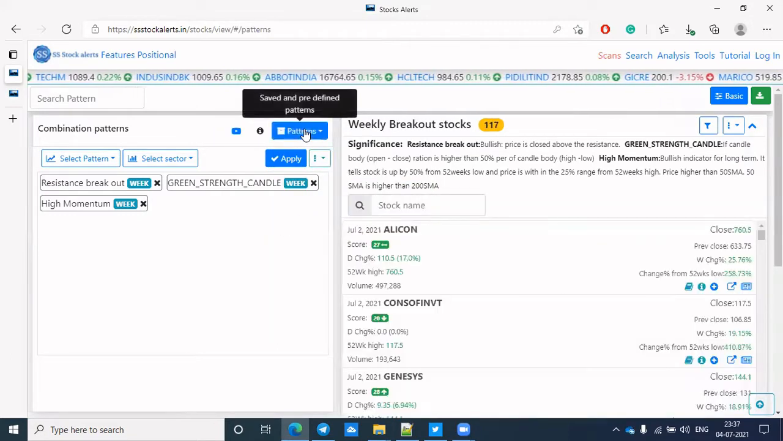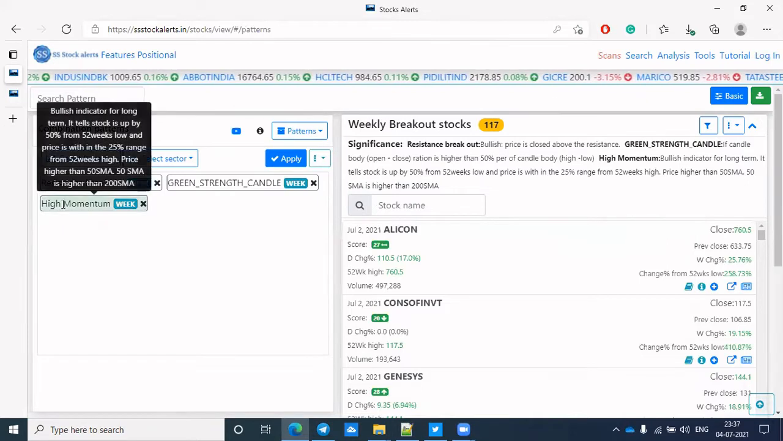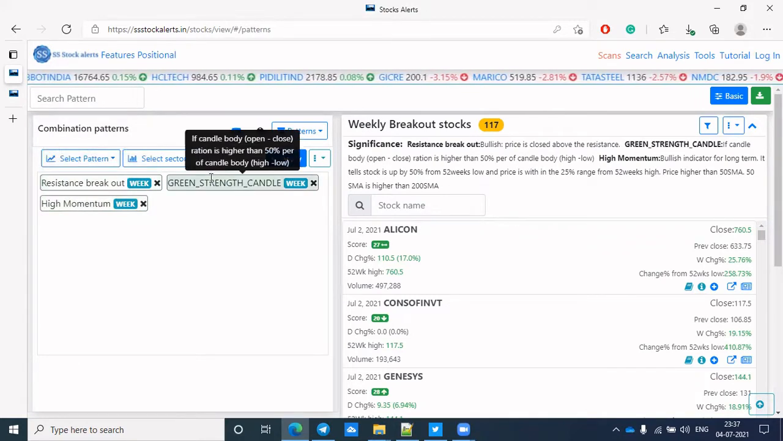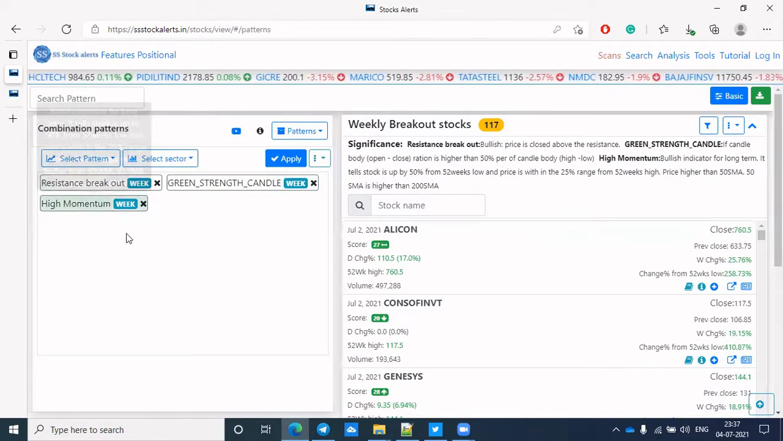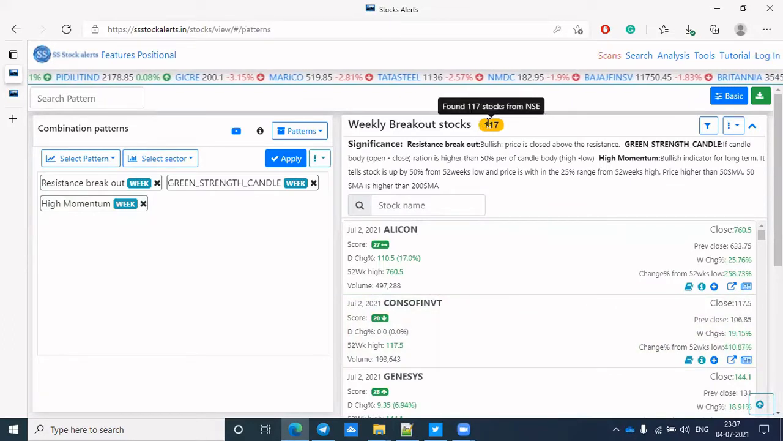This advanced pattern mainly consists of three patterns. This is high momentum, which is nothing but the Mark Minervini pattern, and this is a resistance breakout on the weekly time frame, and there is a green strength candle on the weekly time frame. Only stocks matching these three combinations will appear here. Here we have 117 stocks. It might be different for you.